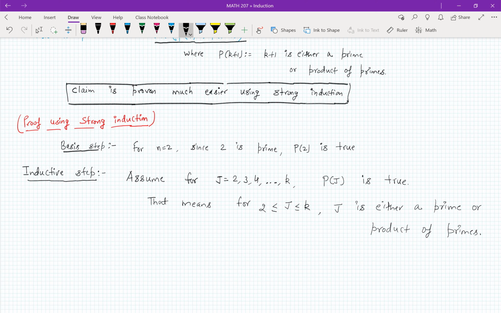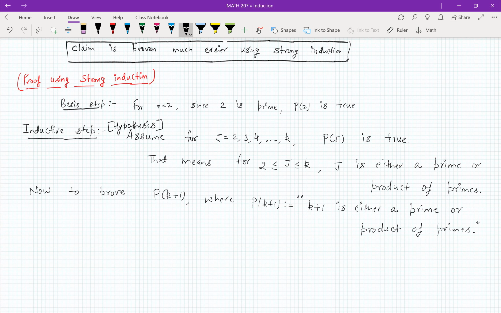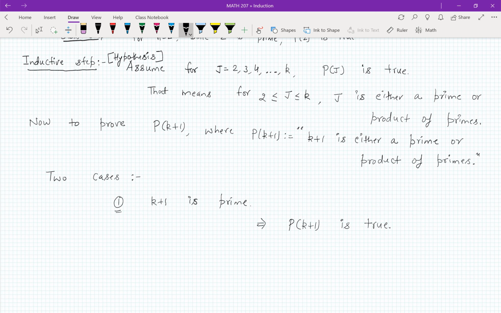That means for j between 2 and k, j is either a prime or a product of primes. Now under this hypothesis, I have to prove that my statement P of k plus 1 is true, where P of k plus 1 is the statement that k plus 1 is either a prime or a product of primes. Two cases appear here. The first case is when k plus 1 is a prime. If k plus 1 is a prime, then my statement P of k plus 1 is true, so it becomes a valid statement.